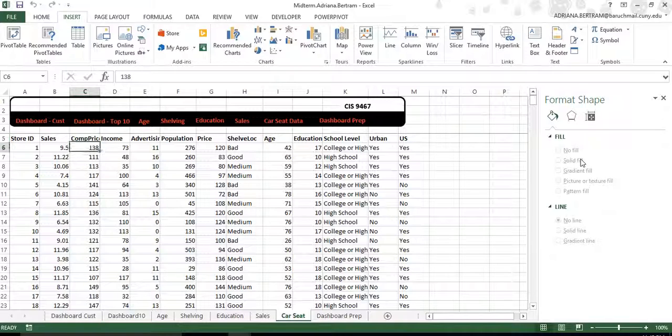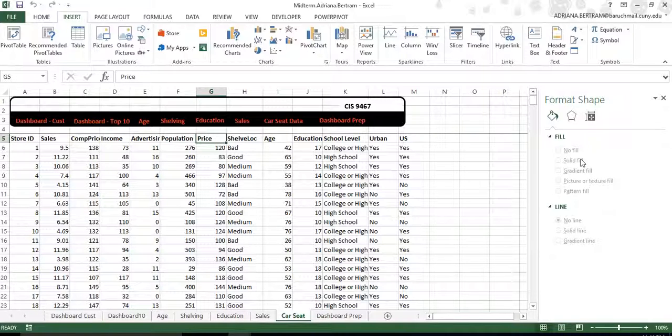The next I have is comp price, and that refers to the competitor price. So for instance, store 1 has a location that's competing with them, and they're selling their car seat at $138. Next is the income, and that's the average income of the customers that came in. So of the 9,500 car seats that were sold, the income of those customers on average is about $73,000.